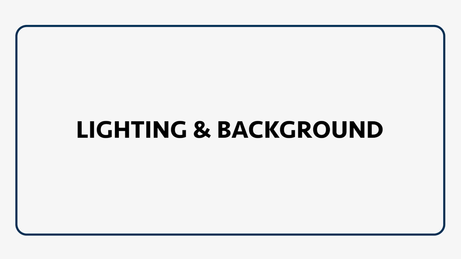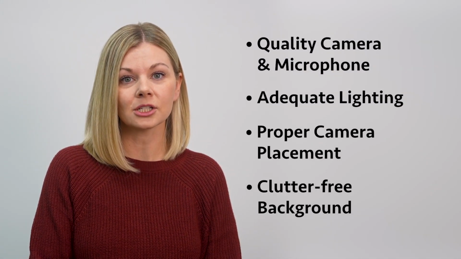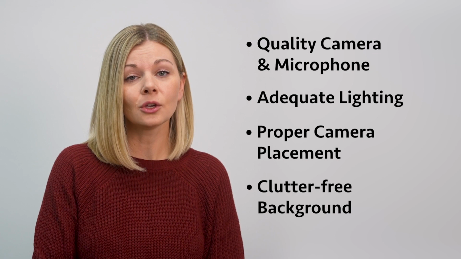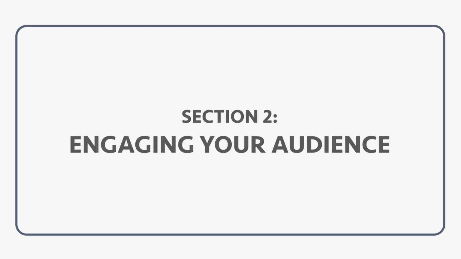Now let's talk about lighting and background. Adequate lighting is key to a visually appealing video. Consider the impact of shadows and silhouettes, and aim for a well-lit, uncluttered background. A visually interesting yet non-distracting background keeps your students focused on the content, providing a seamless learning experience. By incorporating these technical considerations into your video production process, you not only elevate the visual quality of your content, but also create a more enjoyable learning experience for your audience.